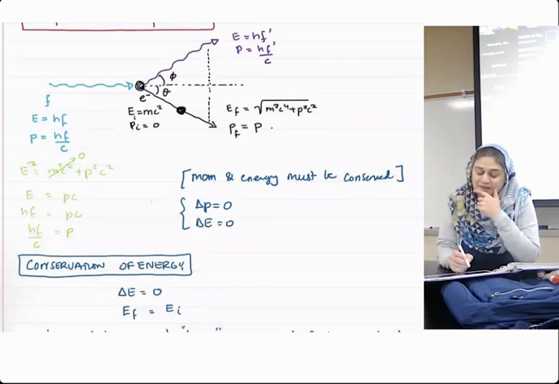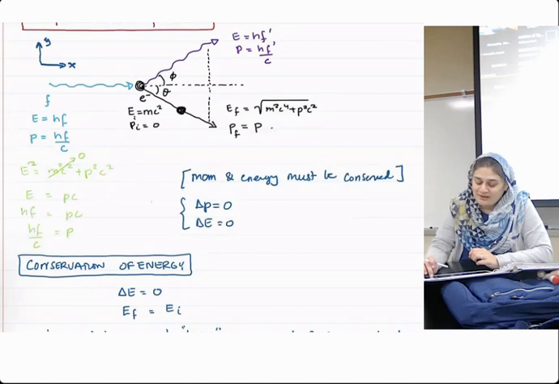Which axis would you like to call? I'm going to stick with the normal ones. Ready or not, here it comes.